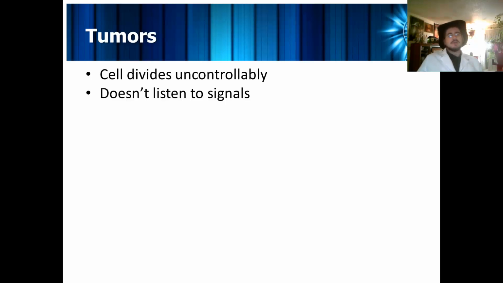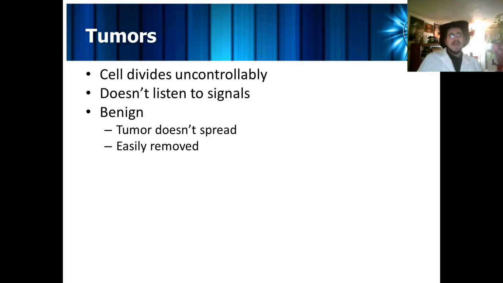Now, there are two basic types of tumors. Both types are cells that have stopped listening to the stop signal. There are benign tumors. In a benign tumor, the cells are, of course, dividing uncontrollably. They're not stopping when they should be, but they stay in one place. The tumor doesn't spread. In a benign tumor, the tumor cells stay with the tumor. That makes a benign tumor relatively easy to be removed.